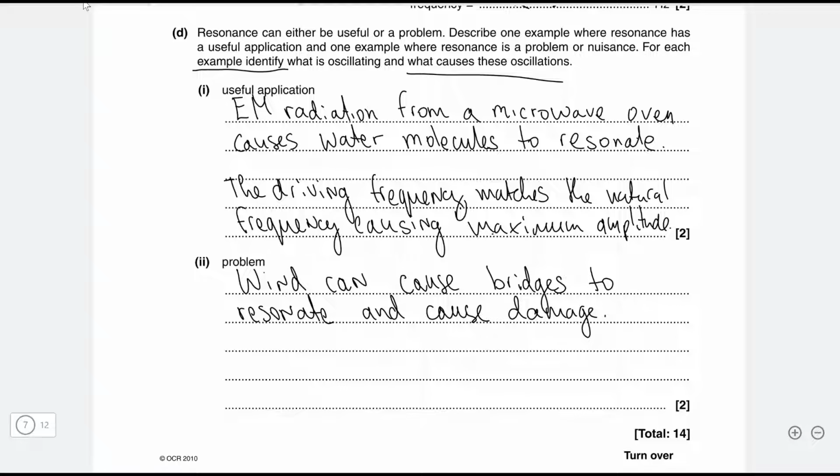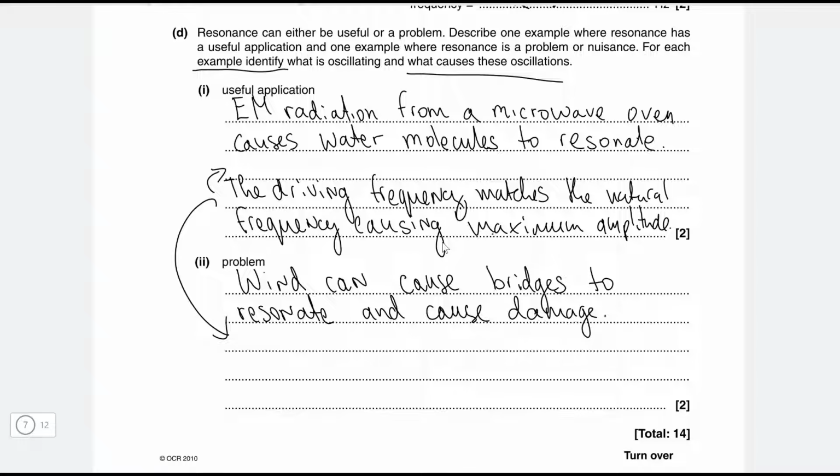EM radiation from a microwave oven, for instance, will cause water molecules to resonate. When this is actually happening, the driving frequency of the EM waves matches the natural frequency, causing maximum amplitude. This is not actually part of the mark scheme, however, in more recent questions it seems to be appearing very, very often. So this statement here that the driving frequency matches the natural frequency, I've decided to include in both of those answers.